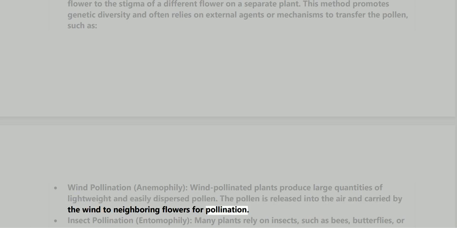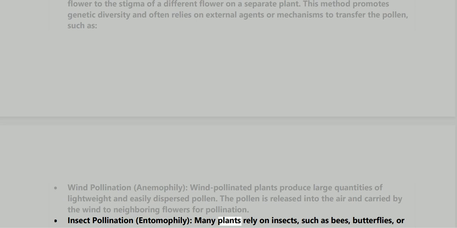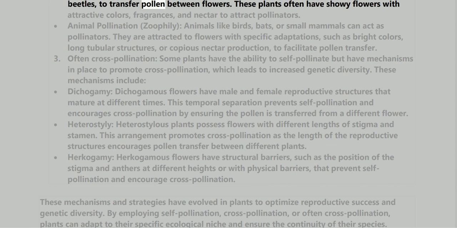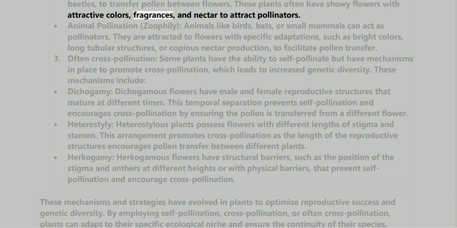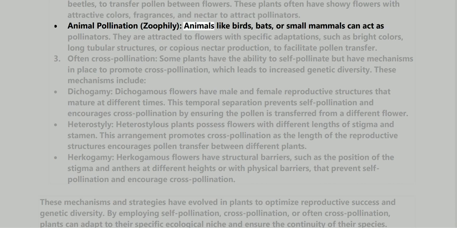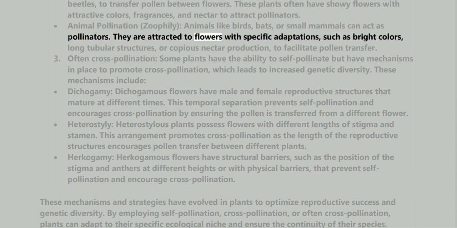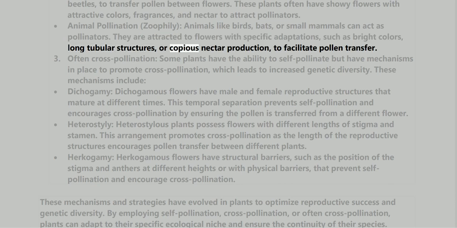Insect pollination. Entomophily. Many plants rely on insects, such as bees, butterflies, or beetles, to transfer pollen between flowers. These plants often have showy flowers with attractive colors, fragrances, and nectar to attract pollinators. Animal pollination. Zoophily. Animals like birds, bats, or small mammals can act as pollinators. They are attracted to flowers with specific adaptations, such as bright colors, long tubular structures, or copious nectar production, to facilitate pollen transfer. 3. Often cross-pollination.